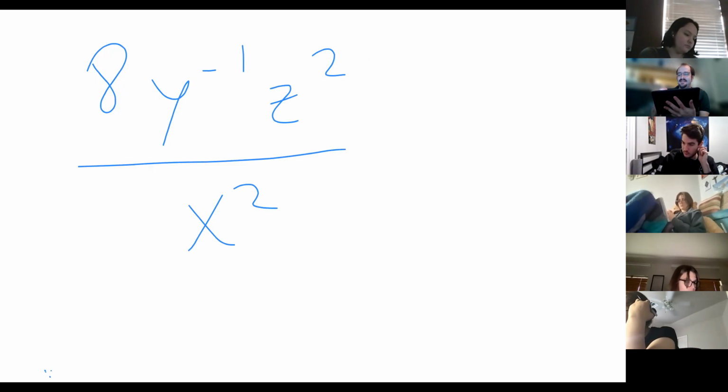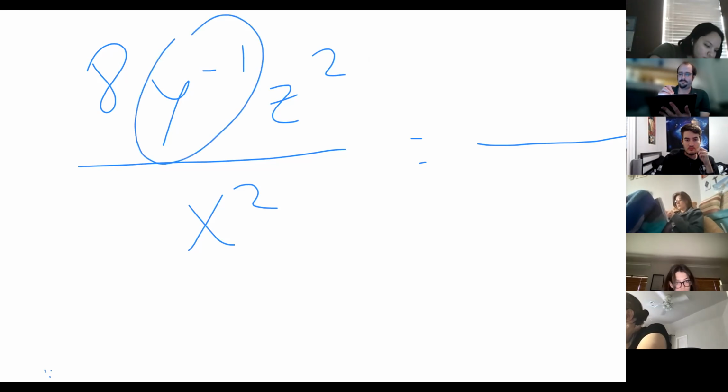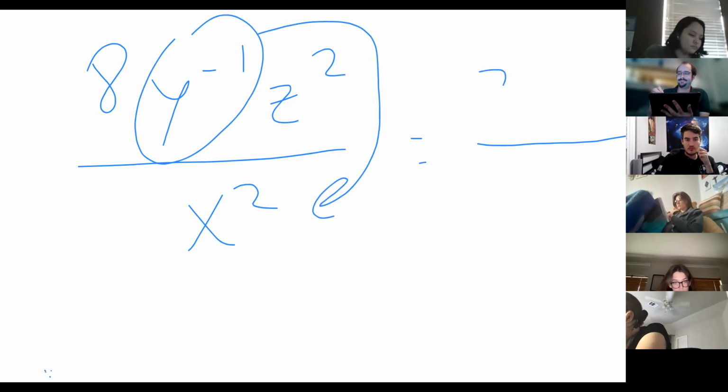What do I have to do on this thing? Which number? 2B and C. Okay. So I have 8y to the -1 z squared over x squared. Can I do this? I want to just flip y down and put it as 8z squared over x squared y.